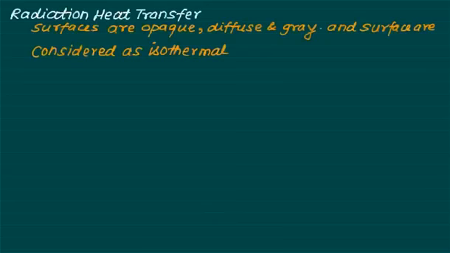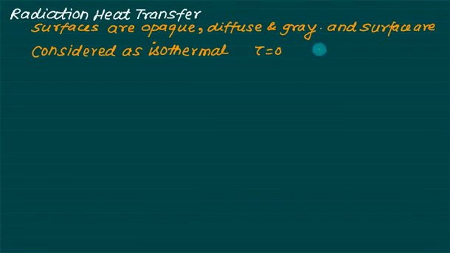In this lecture, we'll discuss the radiation heat transfer between two bodies which are opaque, diffuse, gray and isothermal. So while calculating the heat transfer from radiation, we'll consider that the surfaces are opaque, diffuse, gray, and the surfaces are considered as isothermal. In addition to this, opaque surface means that the value of transmissivity tau equals 0.